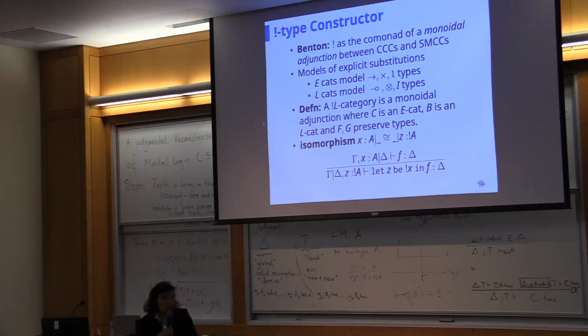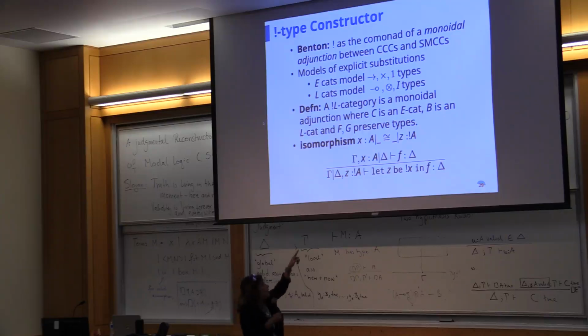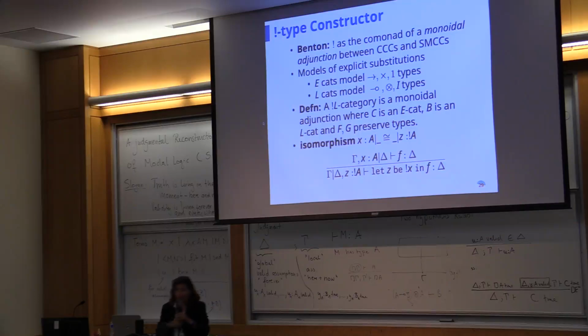And the way to deal with the bang constructor is to have a monoidal adjunction between the E cats and the L cats. So a bang L category is a monoidal adjunction where C is an E cat, B is an L cat, and the monoidal adjunction preserves types. And you might recognize the little box there, which is similar to what Brigitte was saying earlier, because dealing with modal logic is very much similar to dealing with linear logic.